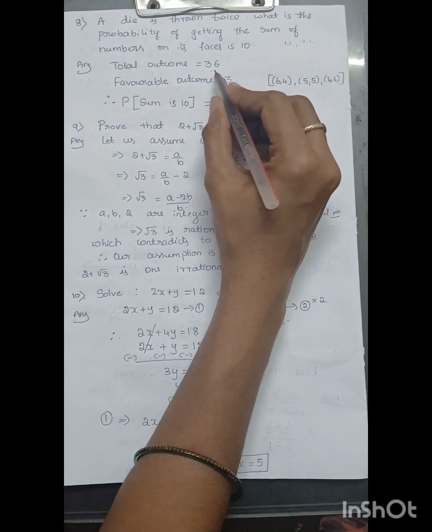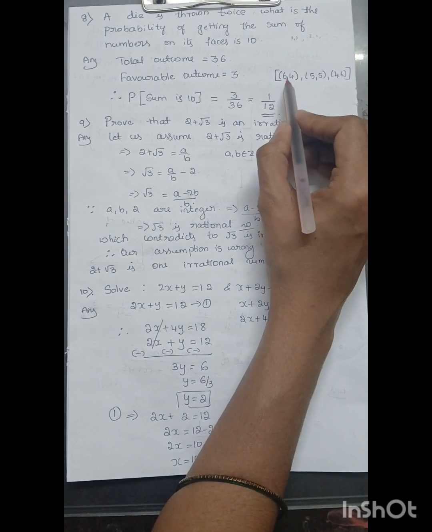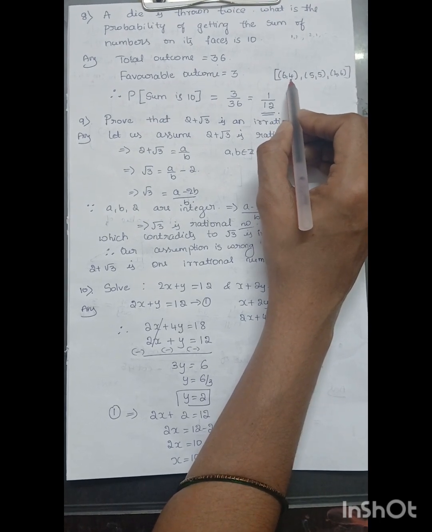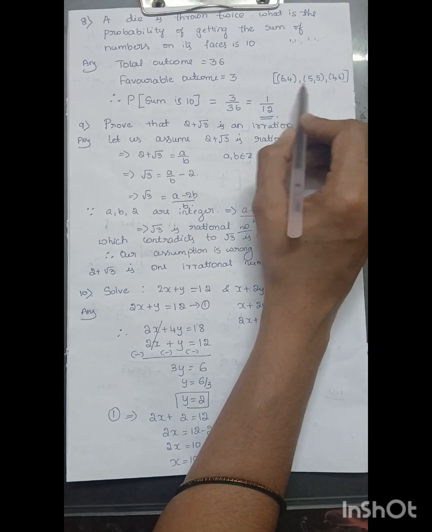Total 36 outcomes will come. What is given? The sum of the numbers on the two faces is 10. Possibilities are (6, 4), since 6 plus 4 is 10, then (5, 5) and (4, 6). Only these possibilities are there.